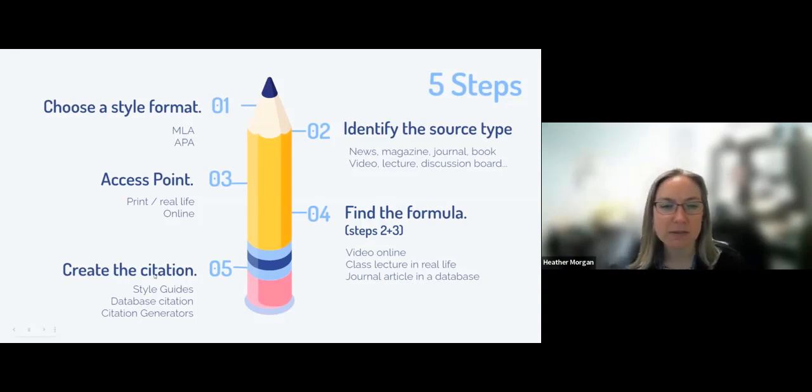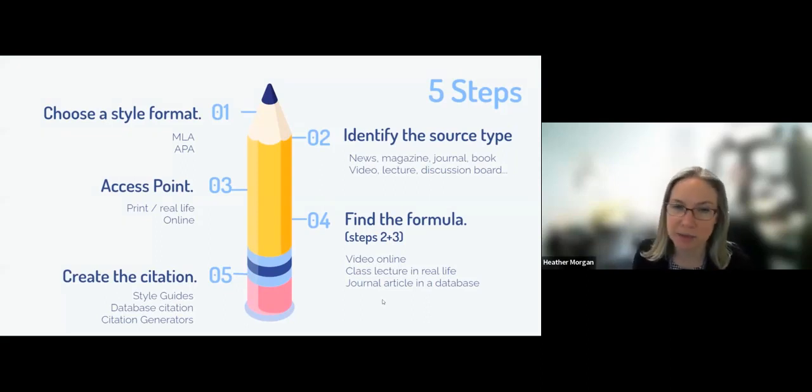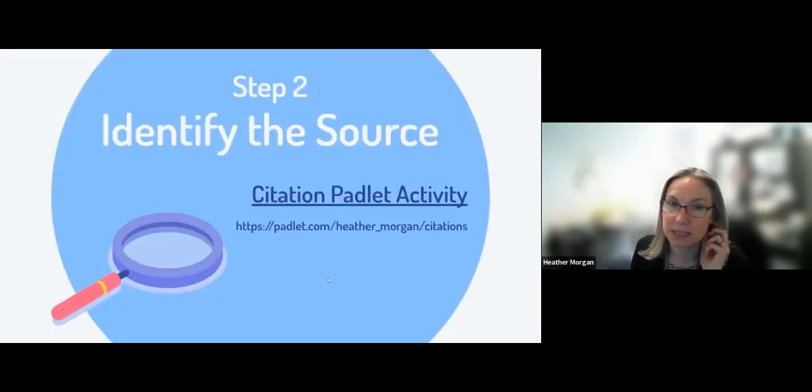Once you have an idea of your formula, you're going to create the citation, and that means you're going to plug in the information into that formula. And to help you with finding the formulas, you're going to look for either a style guide, which exists in print. If you come into the library, we have MLA style guide, Chicago style guides, and it's an actual book that gives you the formulas. You can also use some of the citations that are in databases themselves, or you can use a citation generator. And that's what we're going to be focusing on right now, okay, in this presentation.